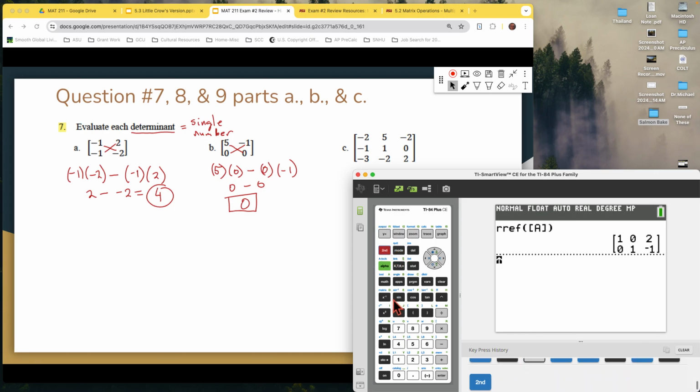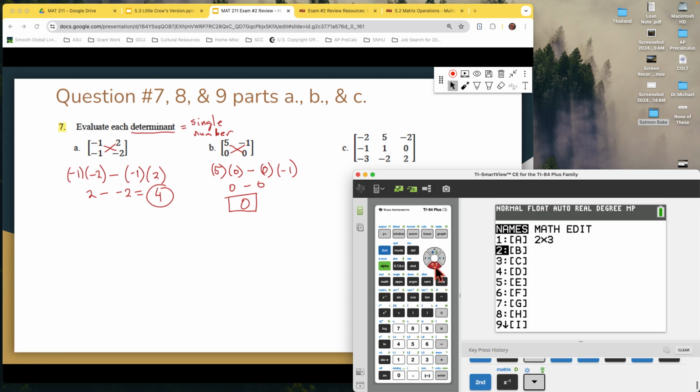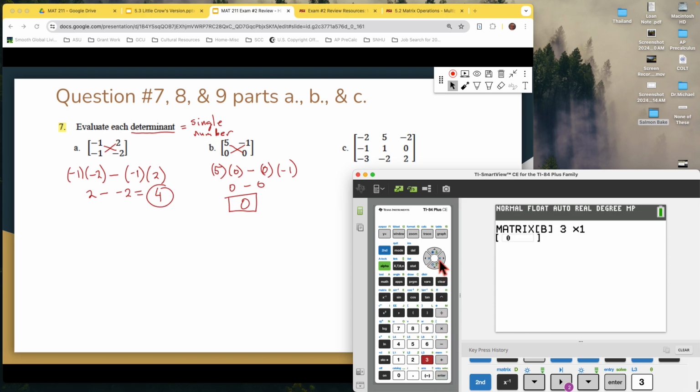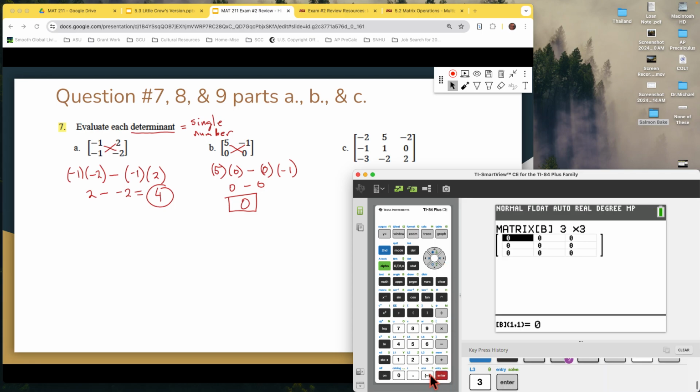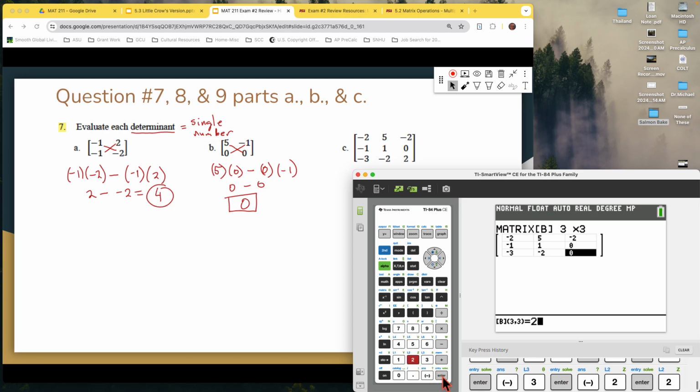Let's get matrix. So let's come to matrix B. We're going to edit matrix B. It is a 3 by 3. And incidentally, you can only get a determinant for square matrices. So -2, 5, -2, -1, 1, 0, -3, -2, 2. So make sure we got it all entered in correctly.